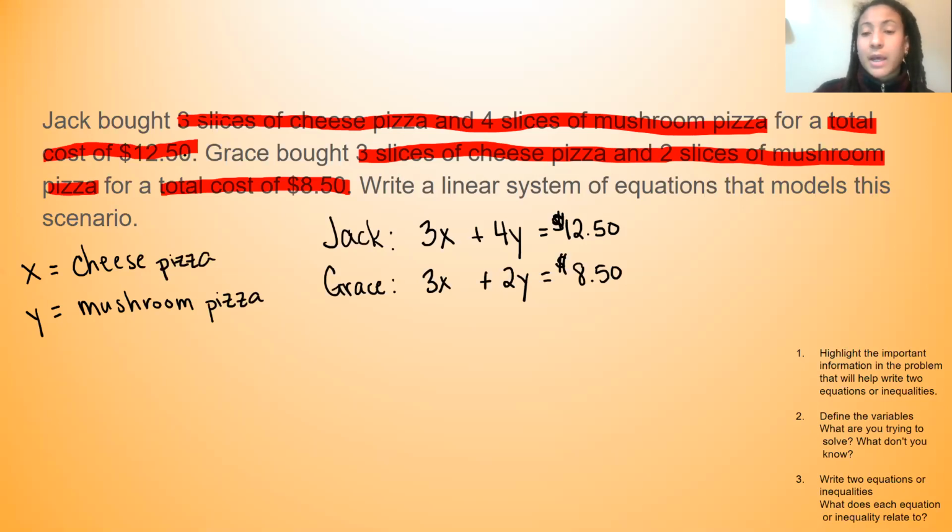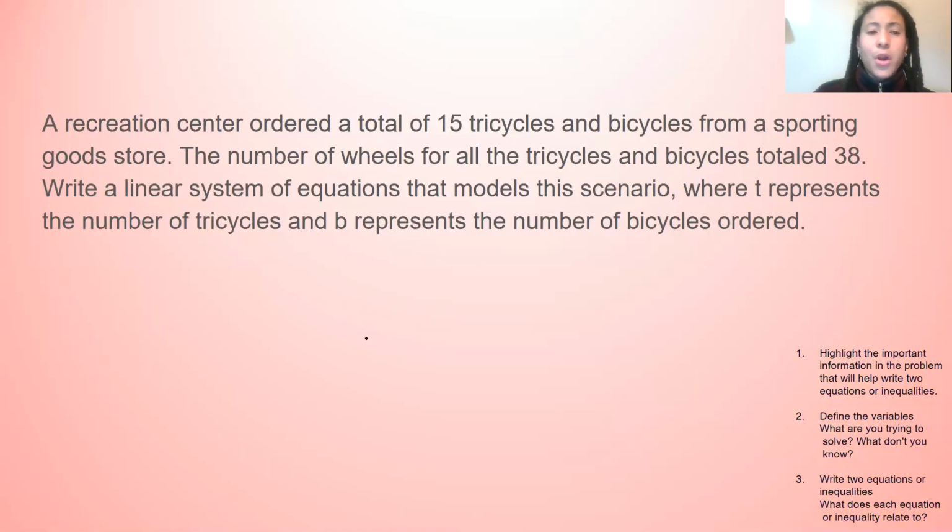And the same thing applied to Grace. We have 3 cheese, which is 3x. Remember, cheese is X. And then 2 slices of mushroom. And Y represents mushroom. Okay? And her total was $8.50. All right? Next one.